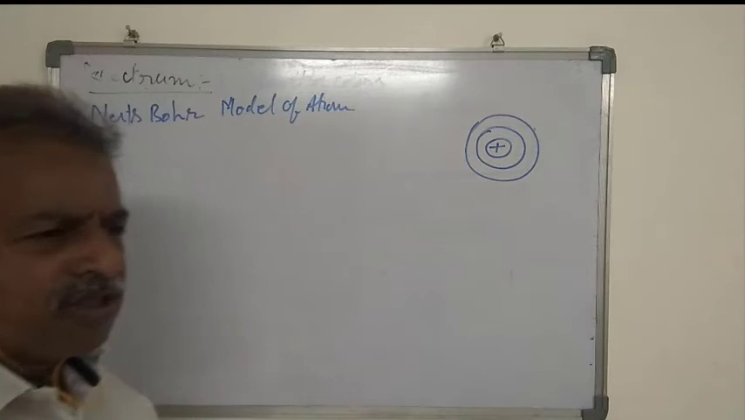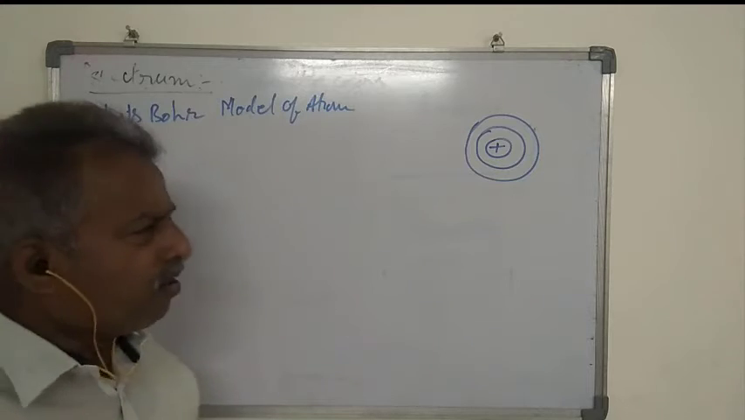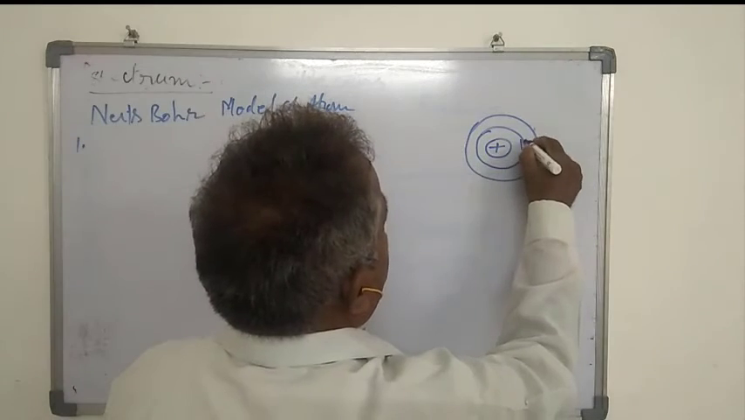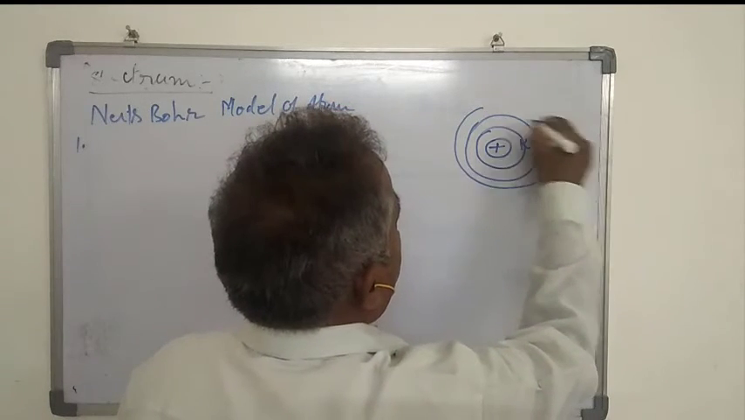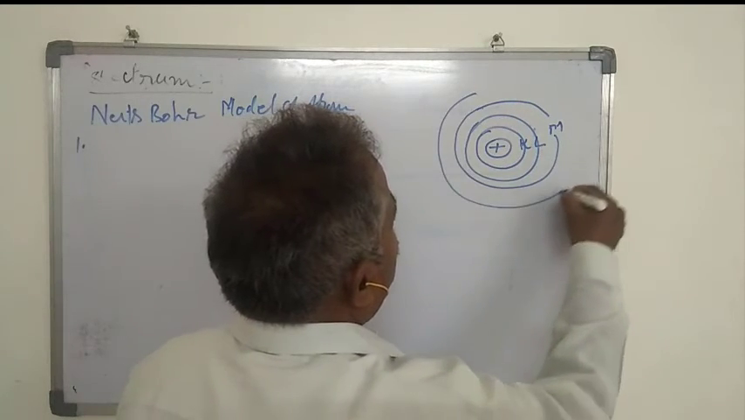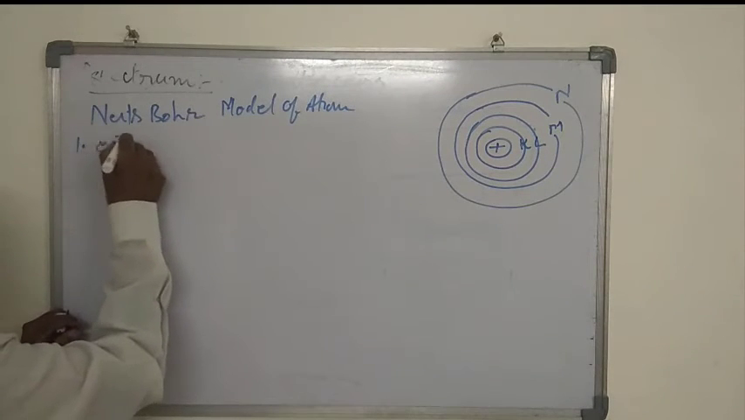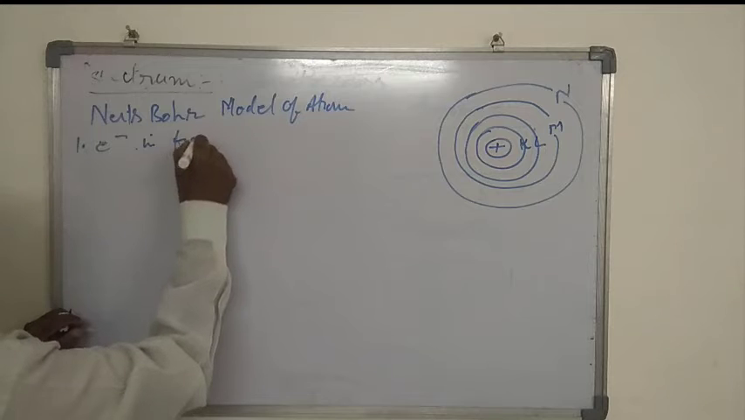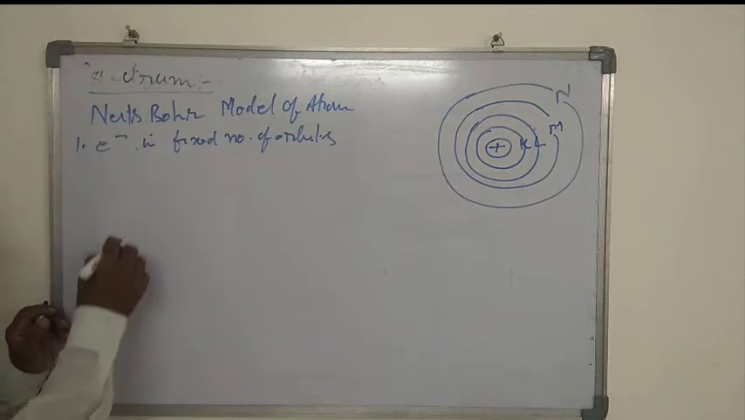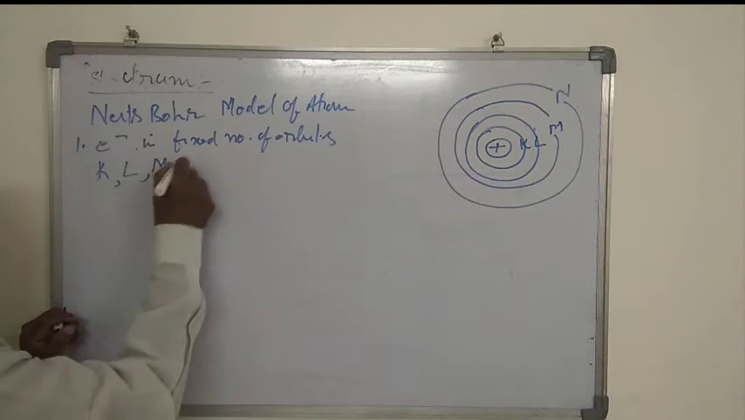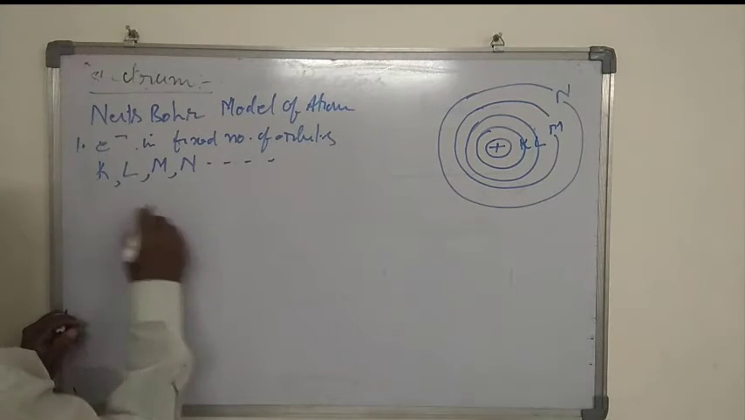So depending on the number of electrons in the atom, there may be one orbit or two orbits or three orbits or four orbits like that. The first orbit is denoted as K, second is denoted as L, third orbit denoted as M, fourth orbit denoted as N in this manner. So electrons revolve in a fixed number of orbits. These orbits are denoted as K, L, M, N and so on. These orbits are also numbered.